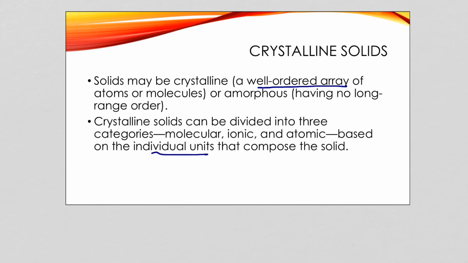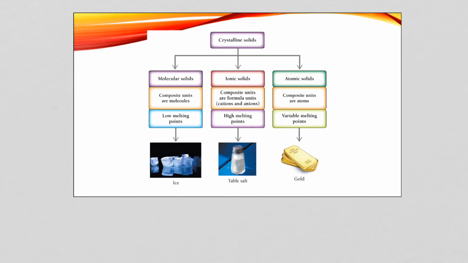So let's look at a chart. We have molecular solids. These are going to be composed of molecules, things like water and ammonia, things that we know of as molecular solids. Remember, molecular solids are made up of only nonmetals.